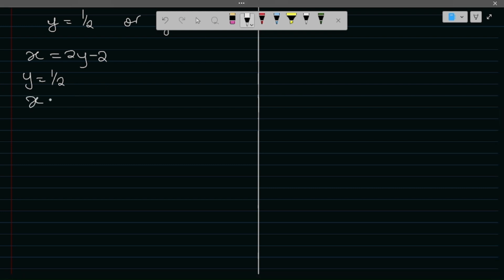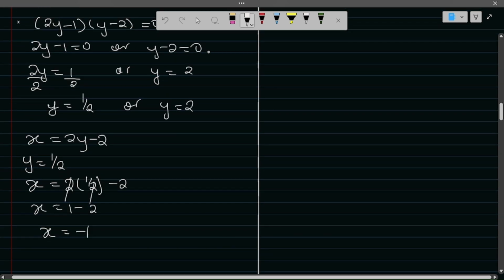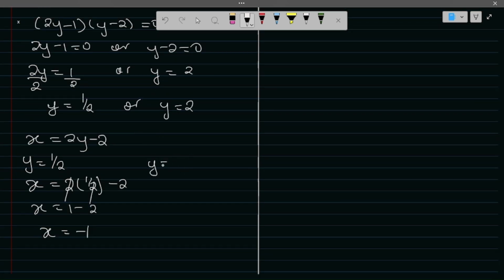So x is gonna be equal to, where there's y, substitute the value of y. It's gonna be 2 times half minus 2. So this is gonna cancel, and you're left with x is equal to 1 minus 2, which is x is equal to minus 1. Then you need to solve for the value of x when y is equal to 2.